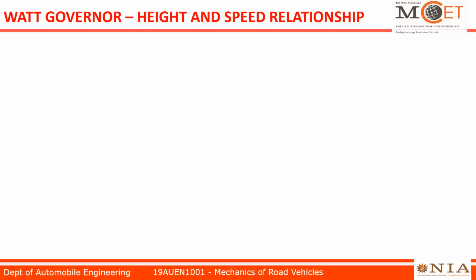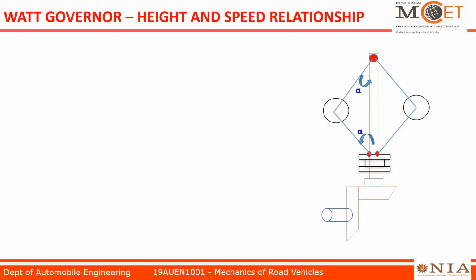The characteristics of Watt Governor are the relationship between speed and height of Watt Governor. As you know the construction of Watt Governor, we have a bevel gear and a foundation to fix the spindle, and we have upper and lower pivot points to fix the upper and lower arms. One end of the arm is fixed with the fly ball, and this arm makes an angle alpha with the center axis of the spindle.